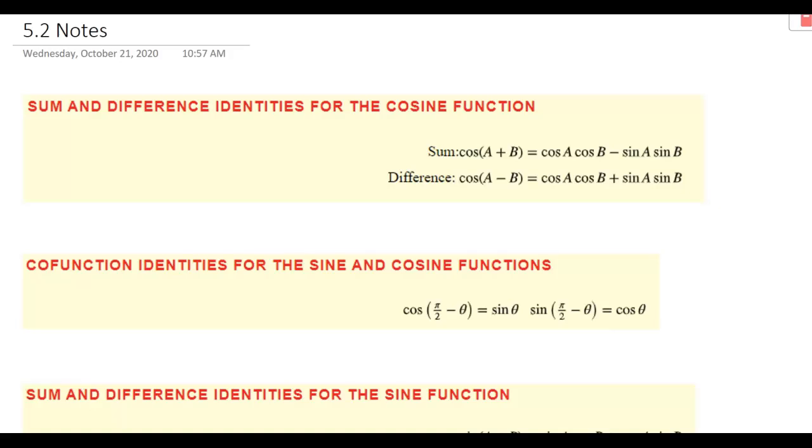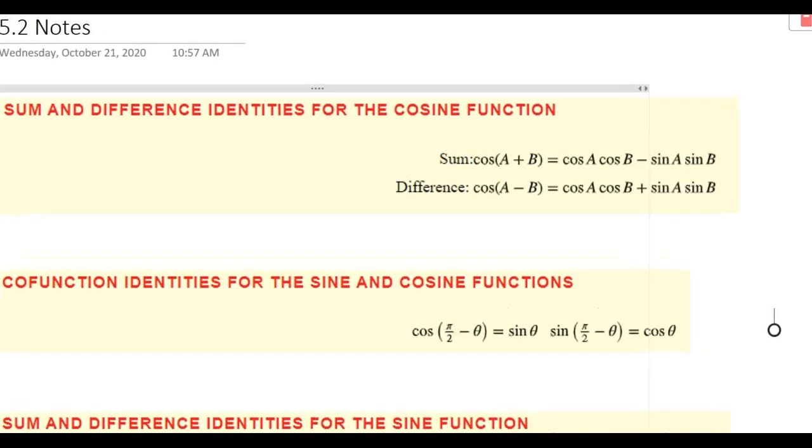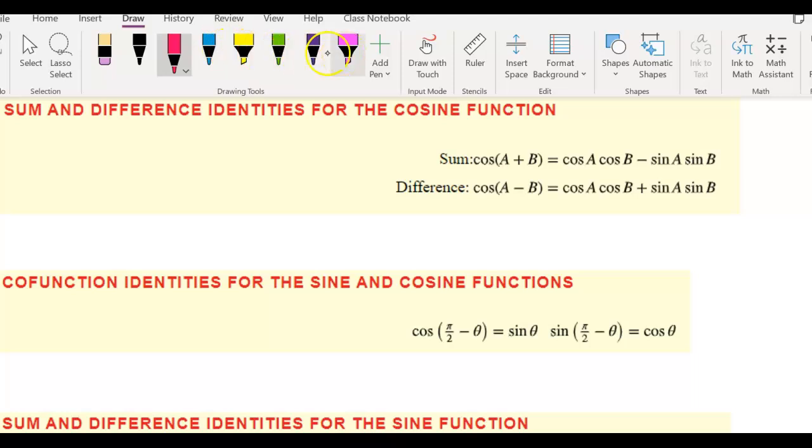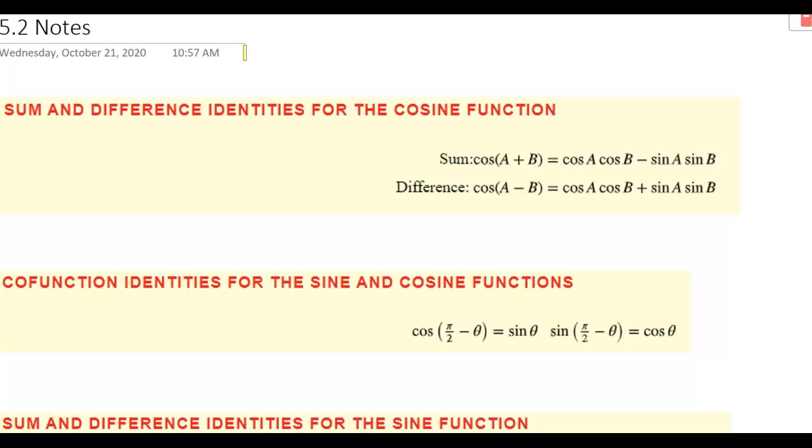All right, so now we're moving into 5.2. So we're sticking with the trig equations, but now we're introducing a couple different ones. So the first one we have is the cosine sum and difference, okay? Notice that we're basically taking two angles, right? We're taking an A angle and a B angle.